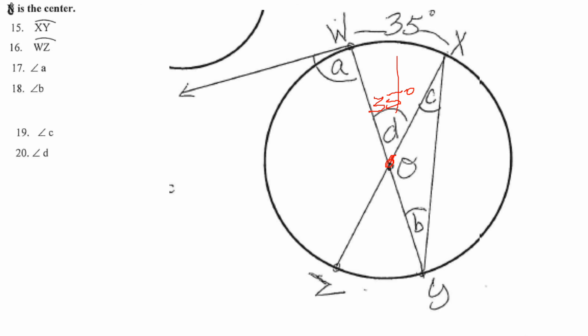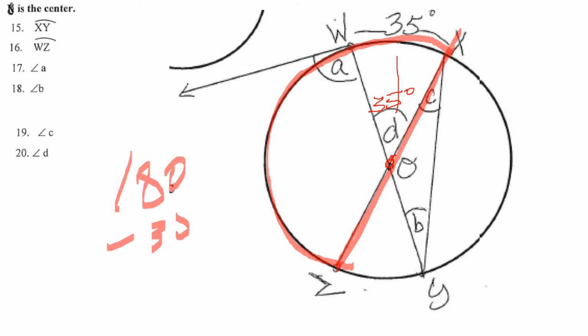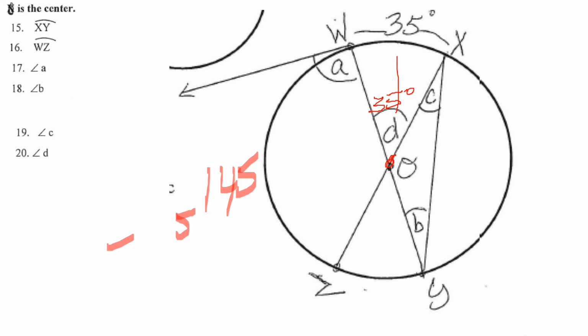You also have your diameters, and that would be a better place to start right there. The diameter makes 180, just like we did on that last problem. 180 minus 35 gives me 145 right here for this arc. So right in here from W to Z is 145.